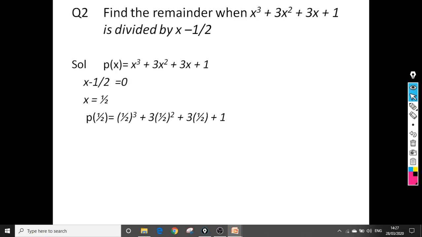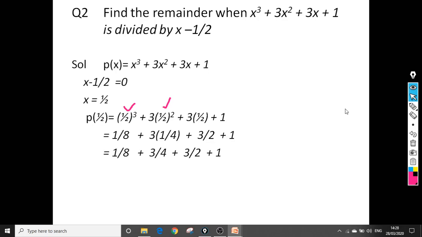When we substitute the value, 1 by 2 cube, which I have here, this is 1 by 2 cube. When we solve this, we get 1 by 8, and 3 times 1 by 4, plus 3 into 1 by 2. And the rest is the calculation which you have to solve. By solving this further, we get 1 by 8 plus 3 by 4 plus 3 by 2 plus 1. And we will solve this expression by taking LCM. By performing LCM, we get 27 upon 8. And this is the required remainder, 27 upon 8.